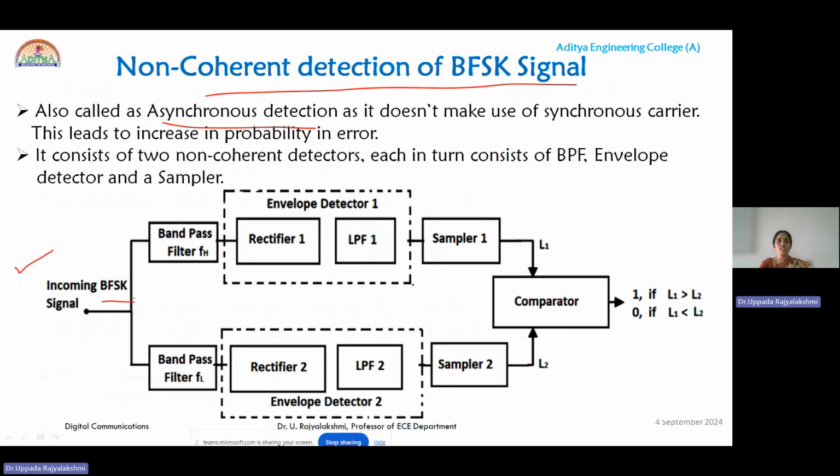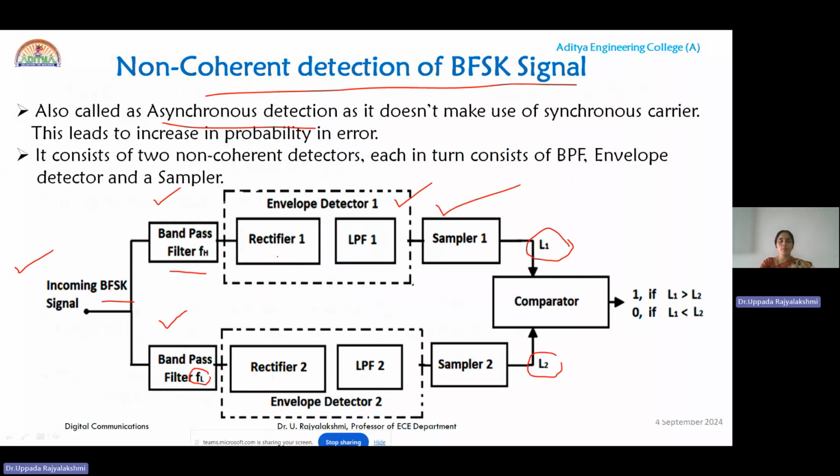So the incoming BFSK signal goes to two detectors. One is the upper non-coherent detector and the other is the lower non-coherent detector. In the upper non-coherent detector, we have a bandpass filter followed by an envelope detector and sampler. The upper bandpass filter has a cutoff of only FH. So the output of the upper non-coherent detector is due to FH, let us assume it as L1. And the output of the lower non-coherent detector is L2, that is due to the bandpass filter FL.